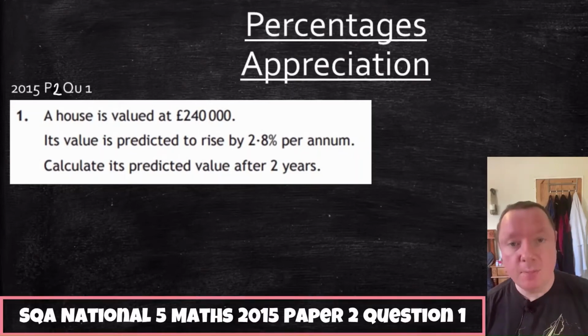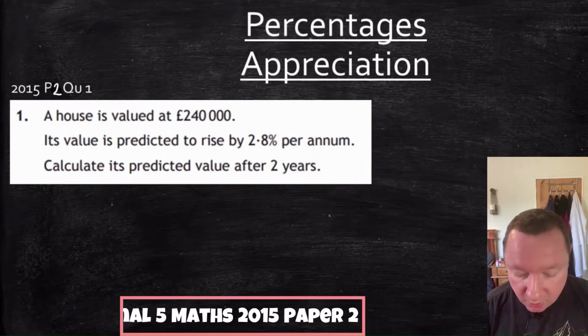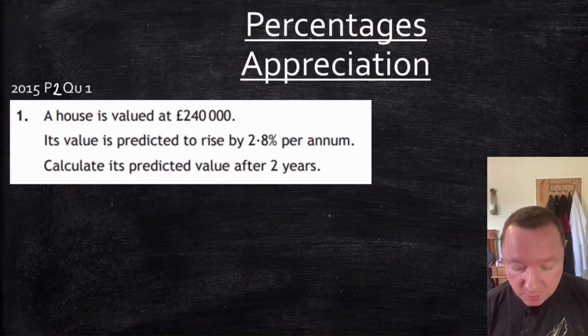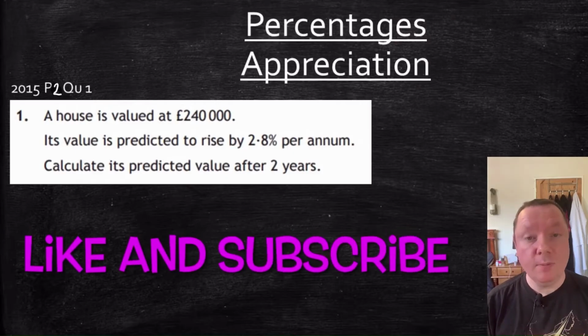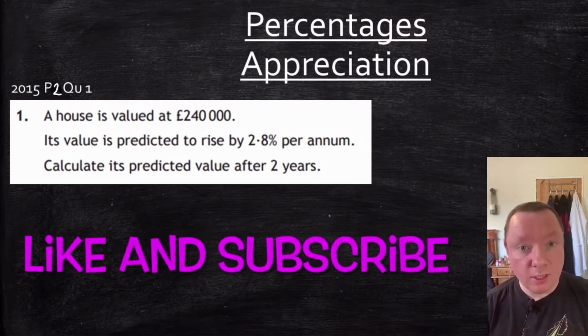From a 2015 paper 2, question 1. A house is valued at £240,000. It's predicted to rise by 2.8% per annum. Calculate its predicted value after 2 years. Step 1 is always the same. We need to find the multiplier, what we're going to times by.